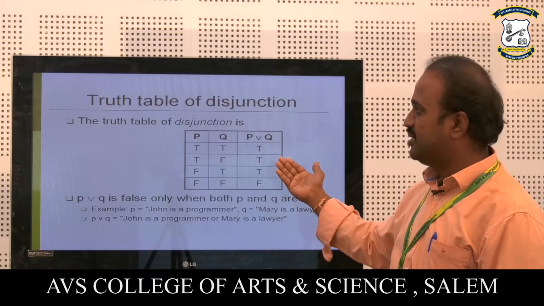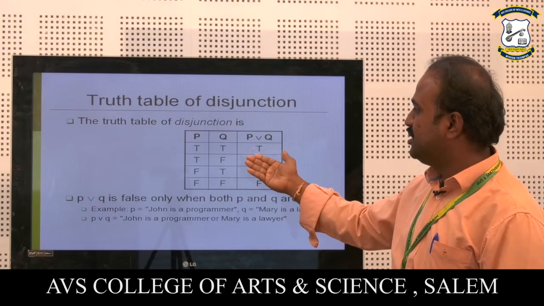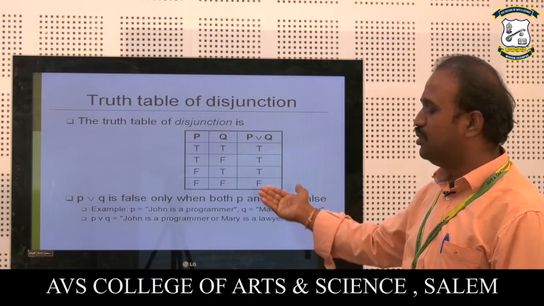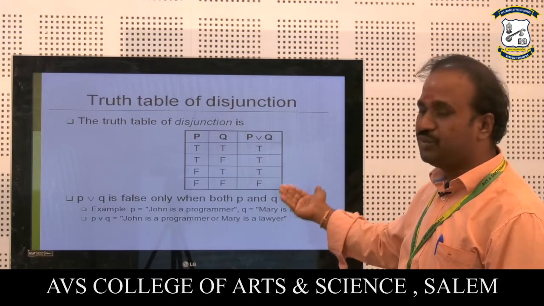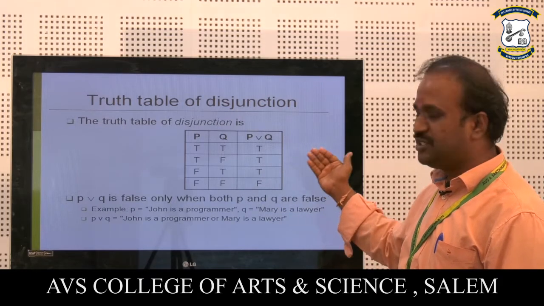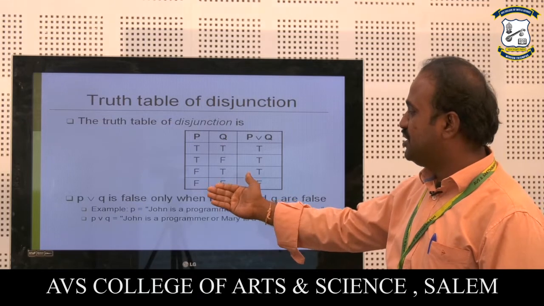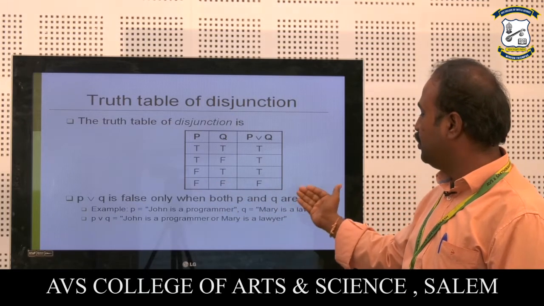Truth table for disjunction. The truth table for disjunction is for P statement and Q statement. True, true, the result will be true; true, false, the result will be true; false, true, the result will be true; false, false, the result will be false. P or Q is false only when both P and Q are false.